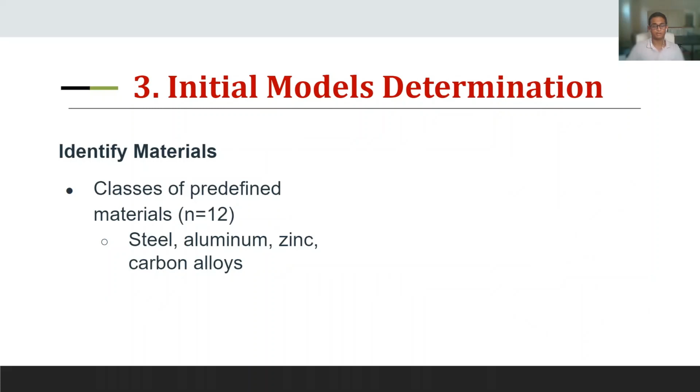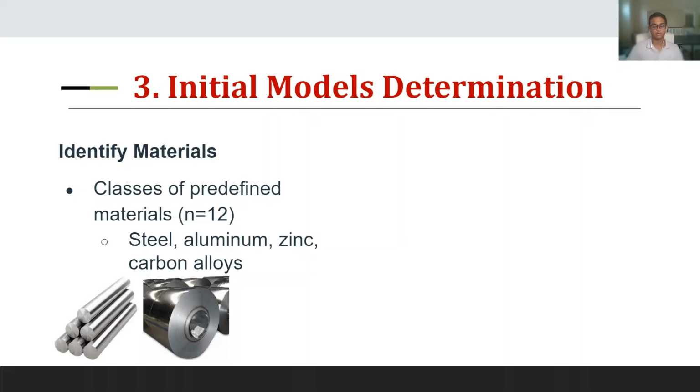To determine our initial models, the material is an extremely important parameter when considering the structural reaction of quadcopters. As a result, our methodology incorporates 12 different classes of predefined materials such as steel, aluminum, zinc, and carbon alloys, some of which are shown here. The result of this is 12 different base models upon which a dataset can be built.